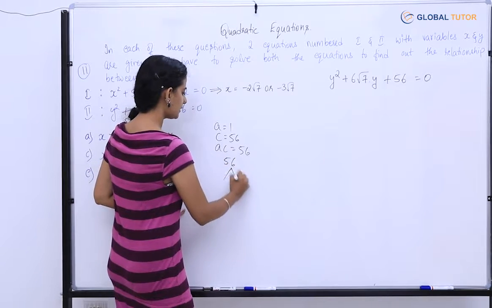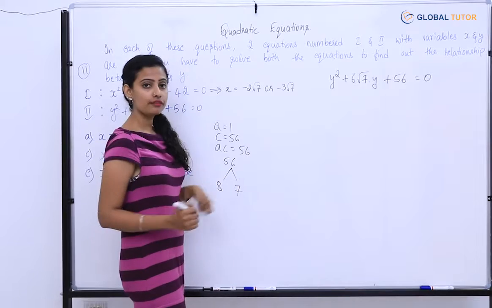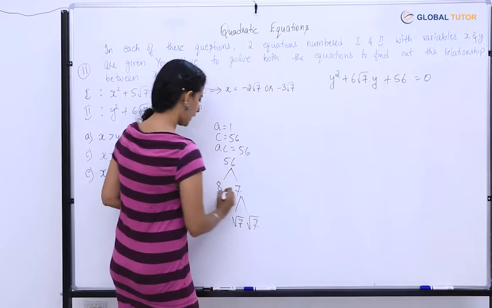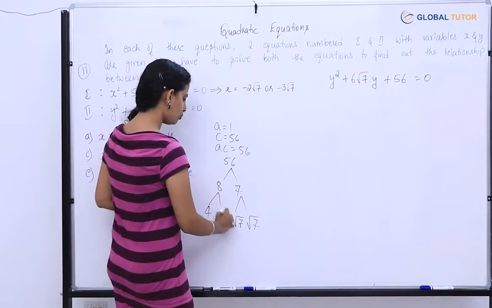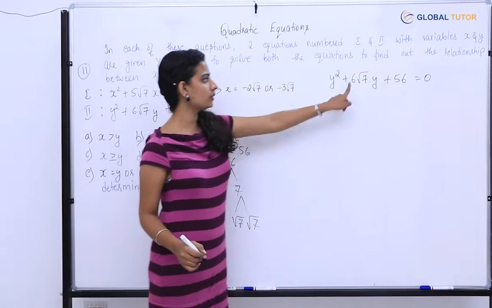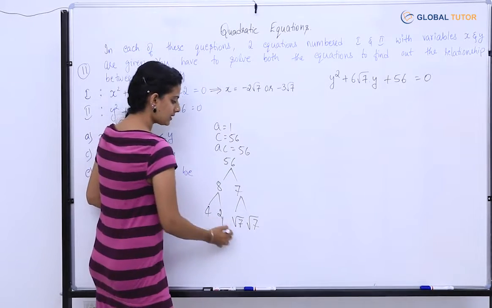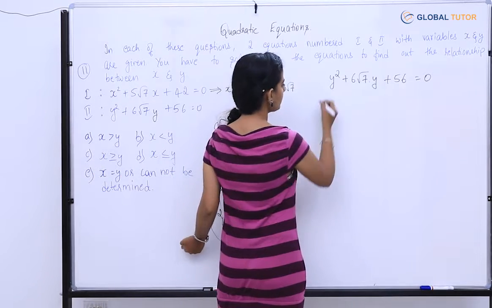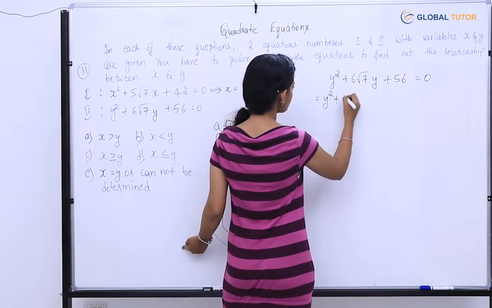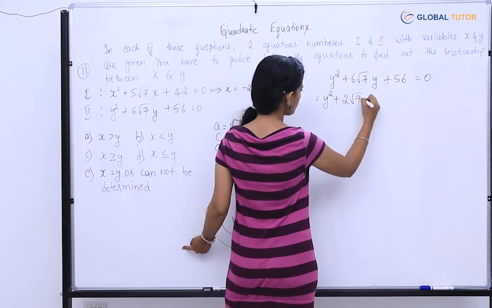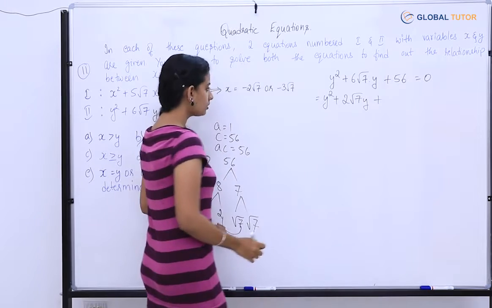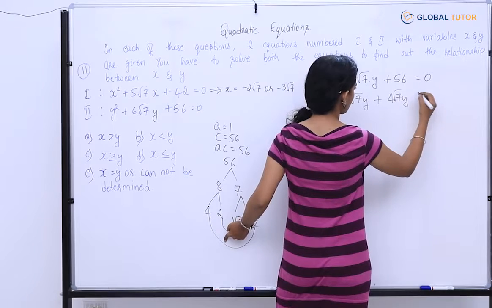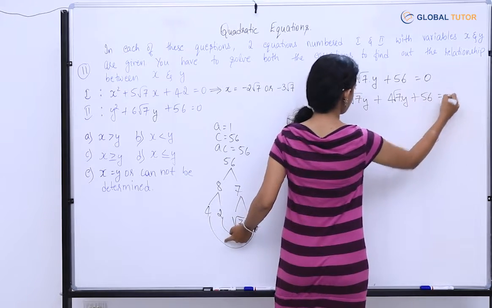So 56 can be written as 8 into 7, 8 sevens are 56. 7 further can be written as root 7 into root 7, and 8 can be written as 4 into 2. 4 times 2 is 8 and 4 plus 2 will be 6. So this can be written as 2 root 7 and 4 root 7. This equation can be written as y square plus 2 root 7 into y plus 4 root 7 into y plus 56 is equal to 0.